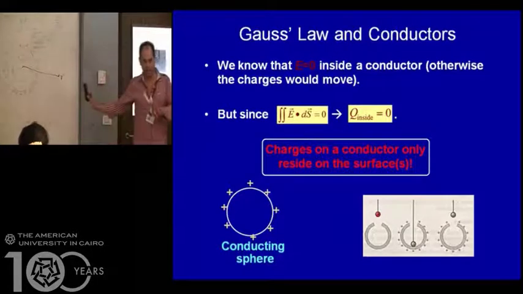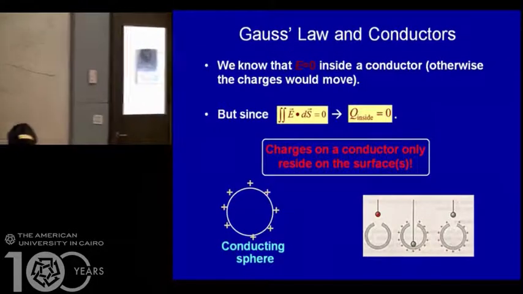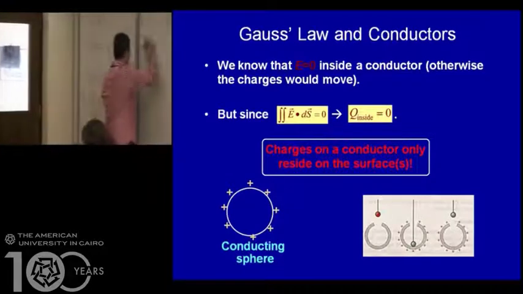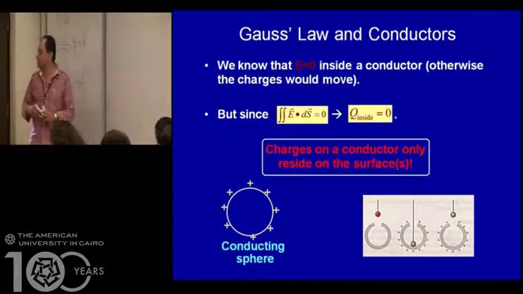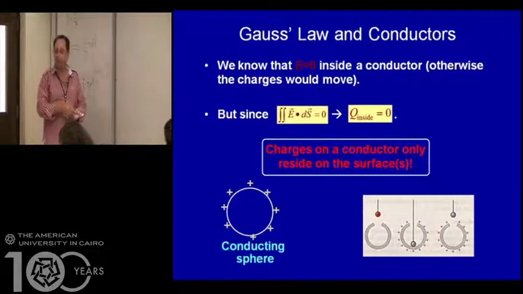Let me finish that proof, then I will answer you. Now let's find the electric field on that surface. Again, we write Gauss's law.